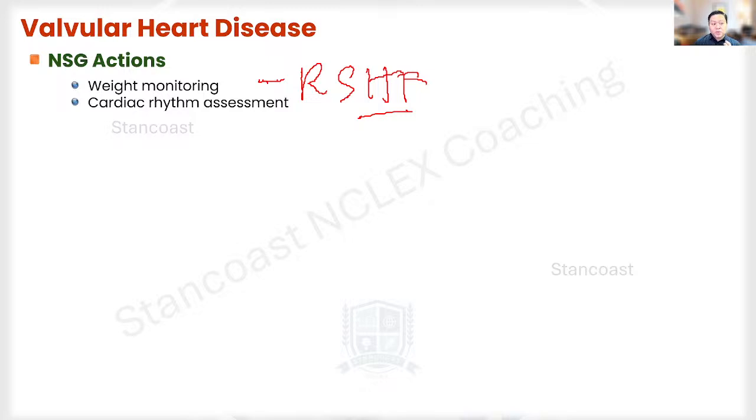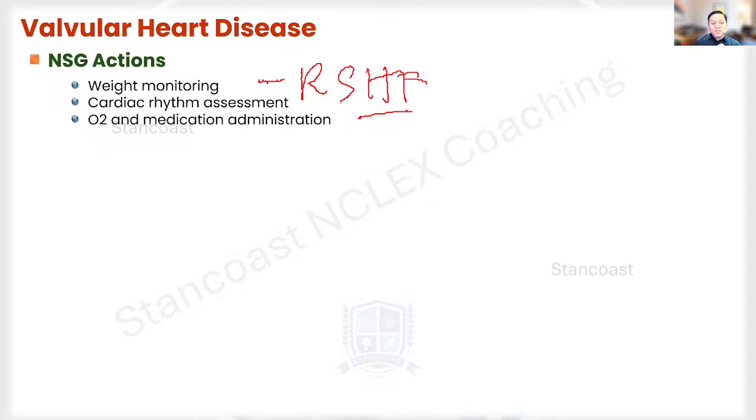We want to make sure that our patient will be able to maintain some sort of safe hemodynamics, even though we already know that they have decreased cardiac output. But we want to make sure that at least they will still maintain that oxygenation to the body, despite that they have already developed that complication. Now, we're going to talk more about the different specific nursing interventions in the next few slides.